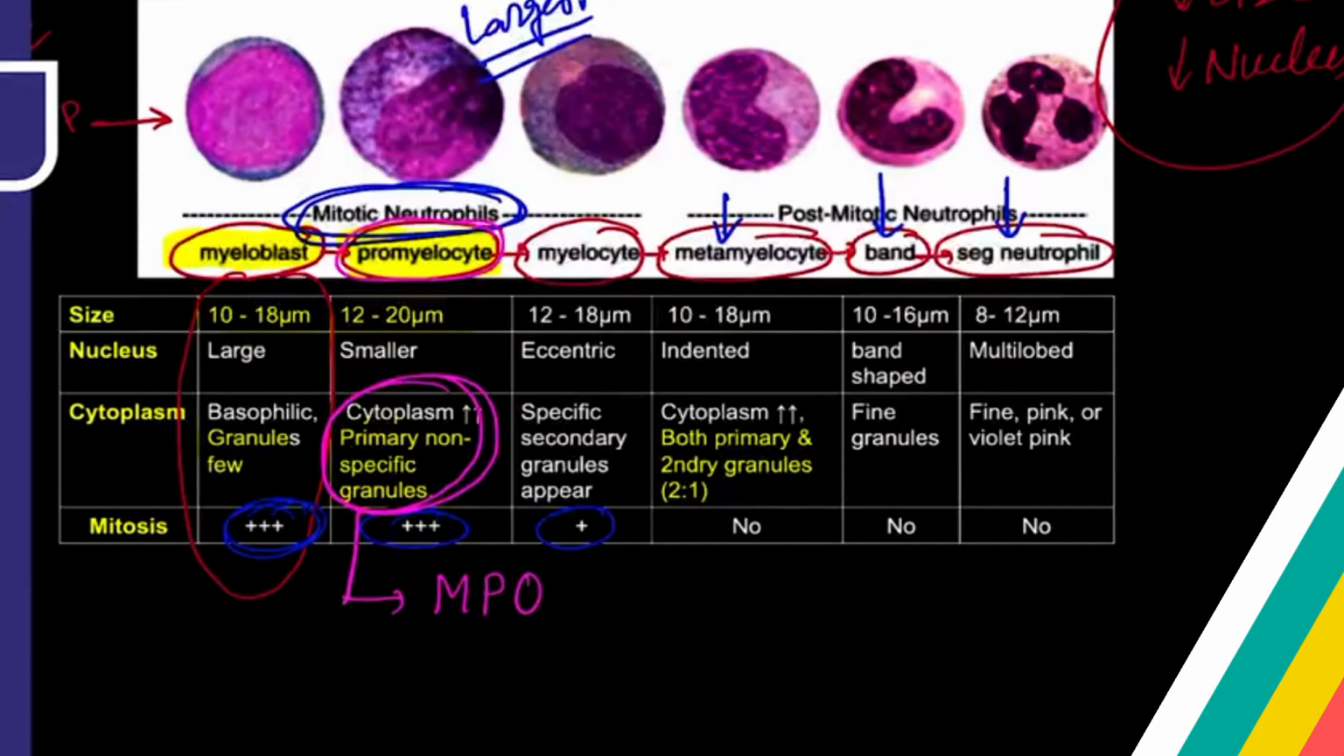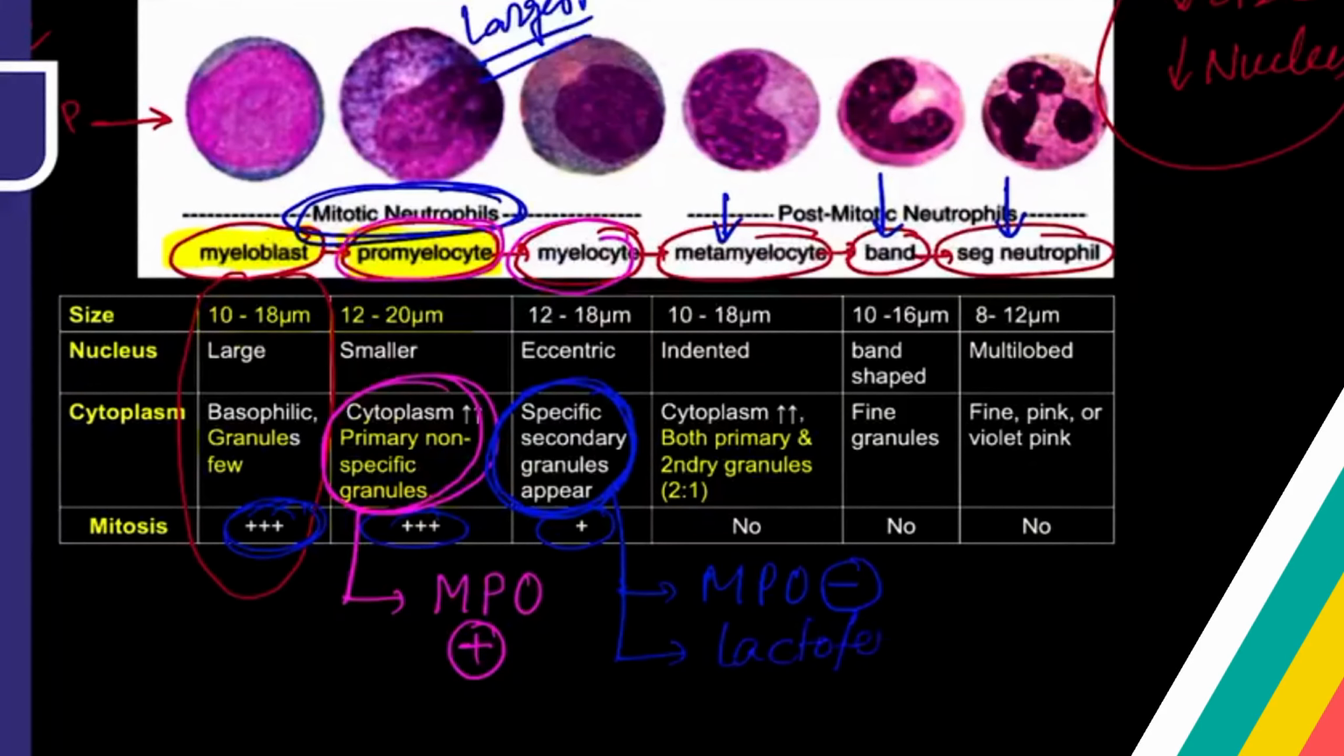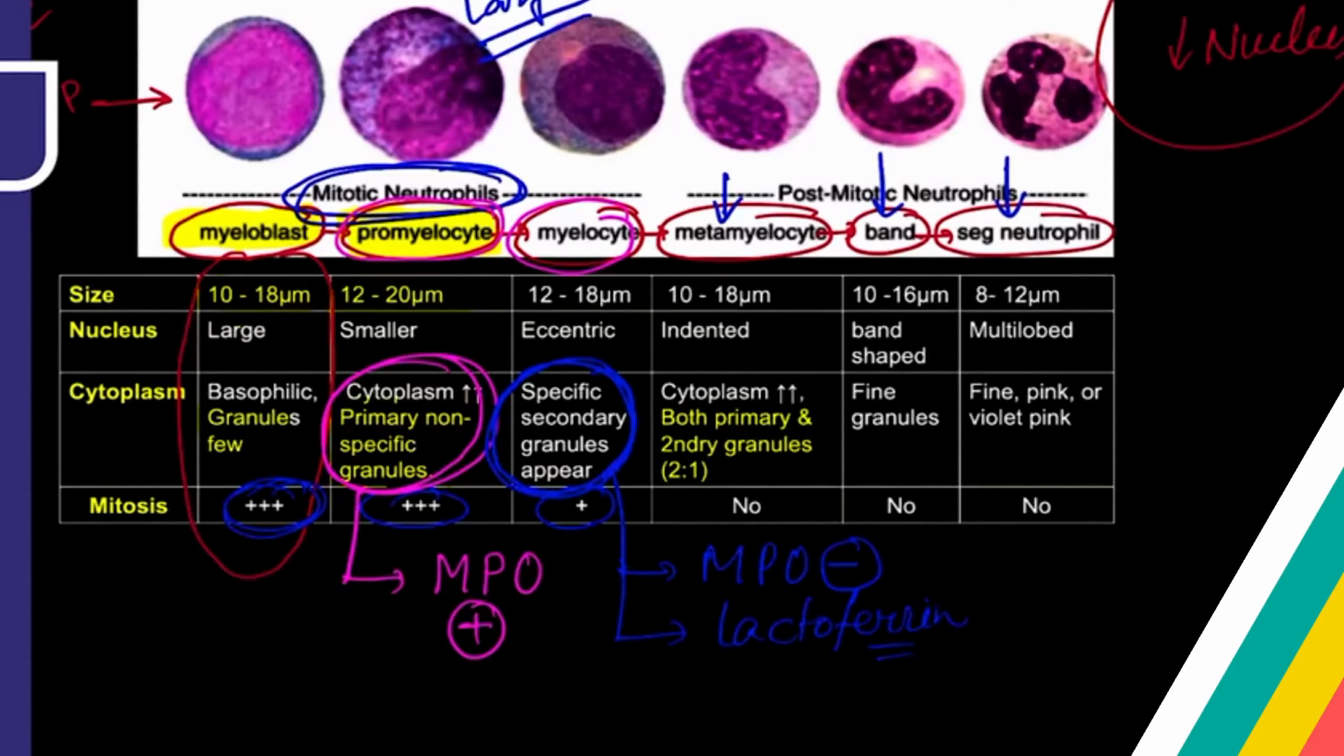Then when it is converting into the next cell, myelocyte, this primary granule is converted into secondary specific granule. Secondary specific granule is MPO negative. So the primary granule is MPO positive, but the secondary granule is MPO negative. Myeloperoxidase is not there. Rather than MPO, it will contain other molecules, like for example, lactoferrin is one of the components of this granule, and it gives a little pinkish appearance to the granules.